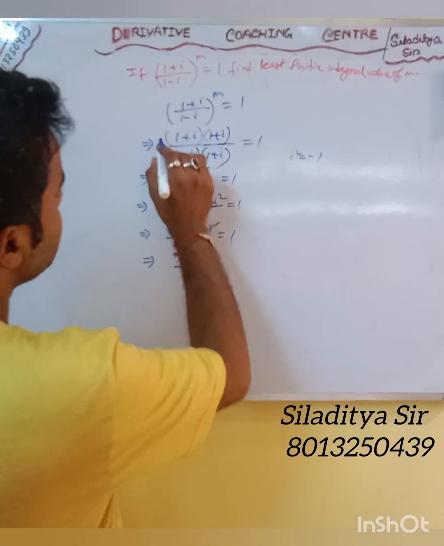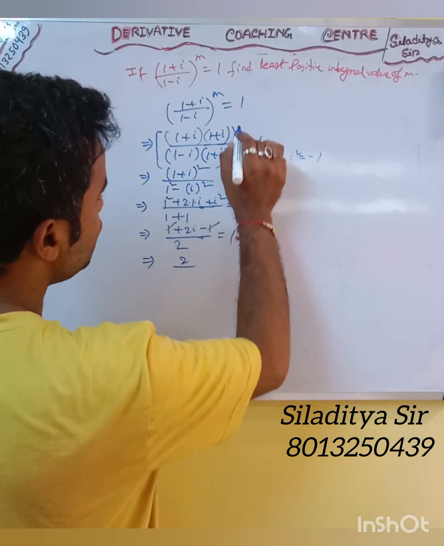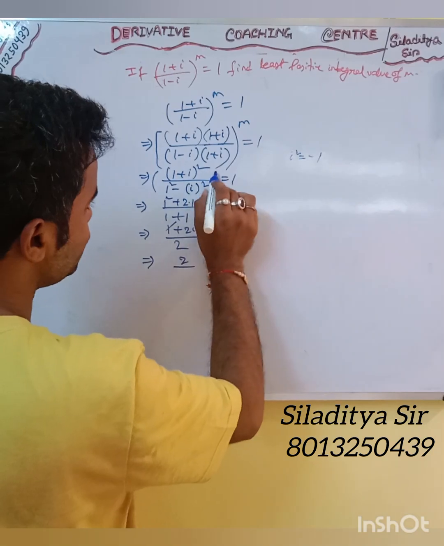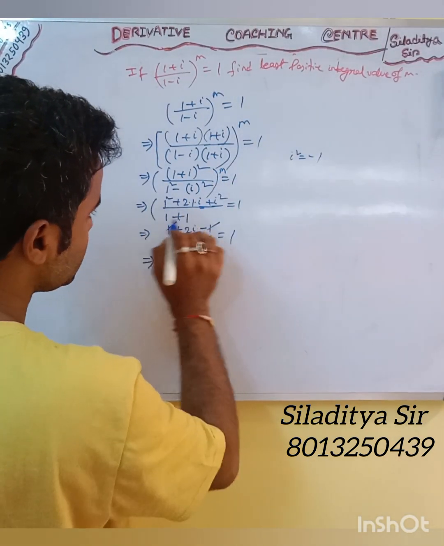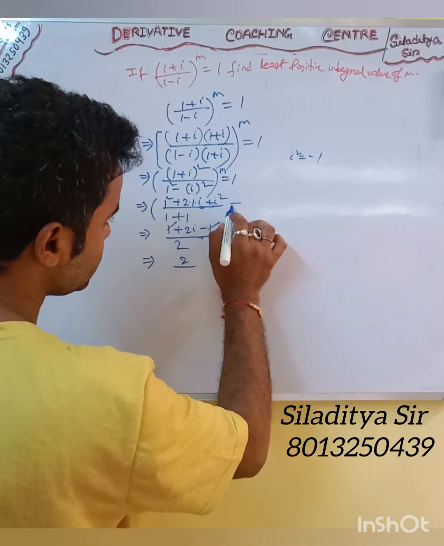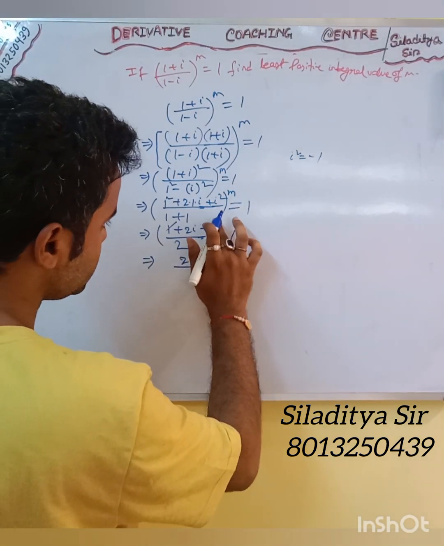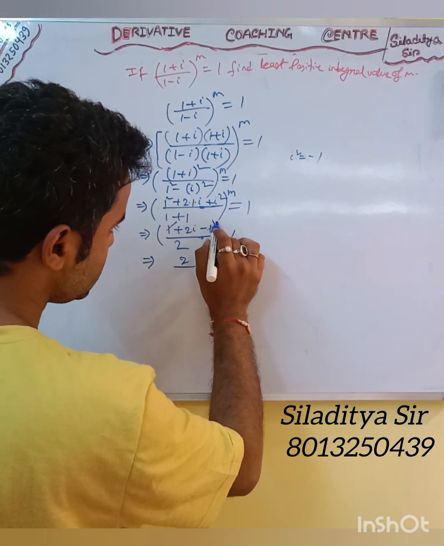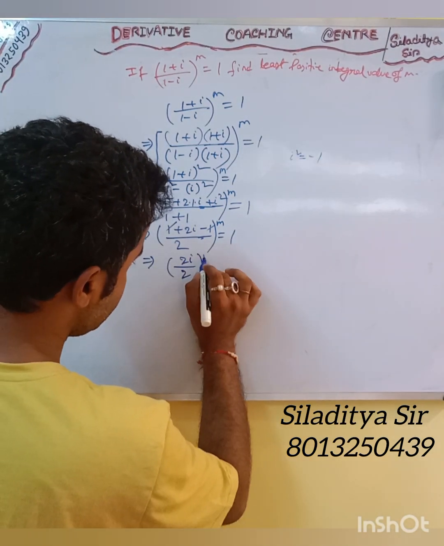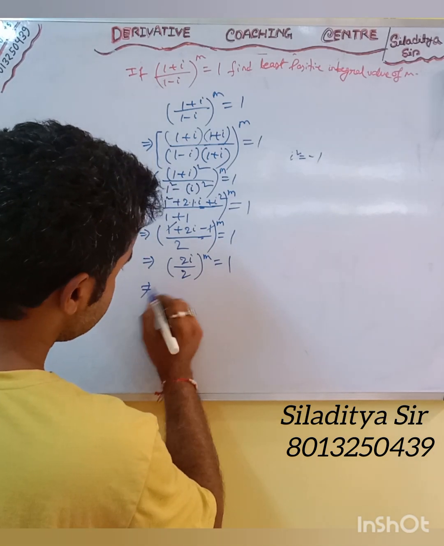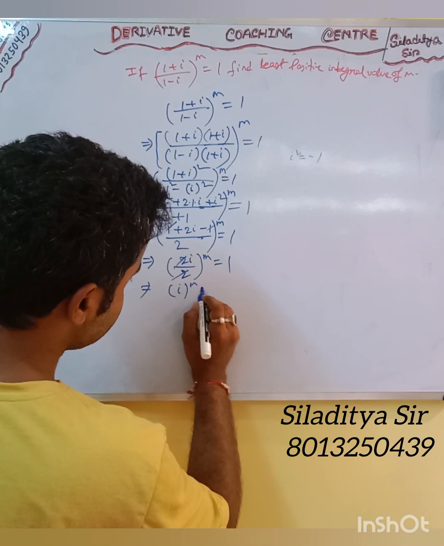Okay, just one thing, there is a power, we must put it whole to the power m. So 2i by 2 whole to the power m is equal to 1, and 2 cancels out, that is i to the power m is equal to 1.